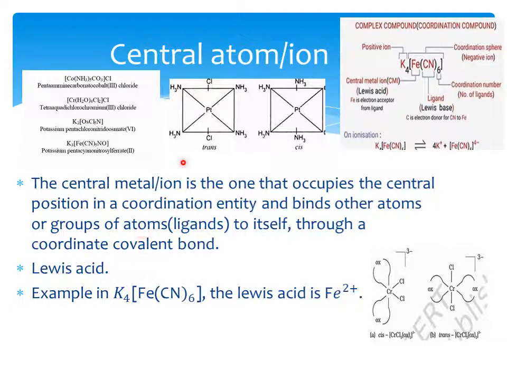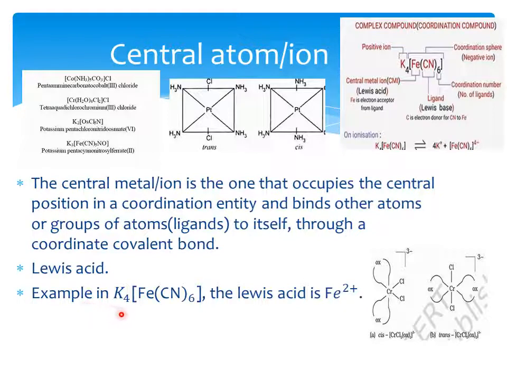The other name of the central atom or ion is Lewis acid. A denotes acceptor, because the central atom or ion accepts the electron pair donated by the ligand. So keep A in mind. You can remember that the central metal ion is called the Lewis acid.